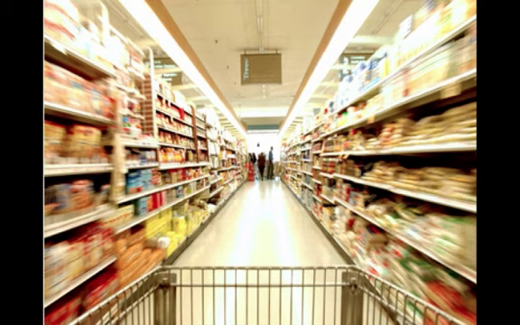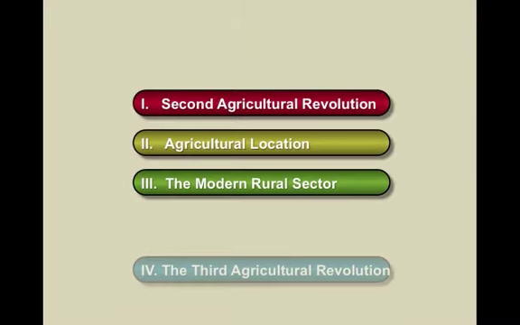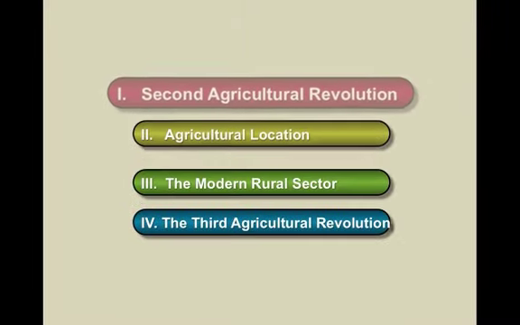Now, go to your local supermarket and you will see how the world today is so interconnected, with food and products from all over the world. So, let's begin our look into how this food network was all made possible. Now, of course, we can begin our story with the plow, as usual, but we're going to begin this one around the time of the Second Agricultural Revolution.